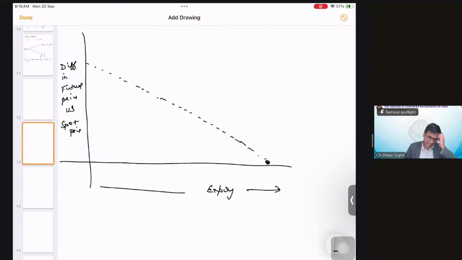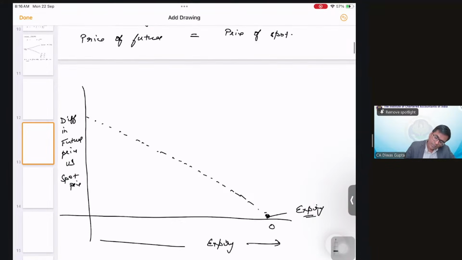And here, if there is an actual expiry, it will become zero. This is future price, this is spot price, let's say. So 102 and 100. Let's say 2 rupees was the difference, right? Now, after 1 month, the spot price becomes 110.